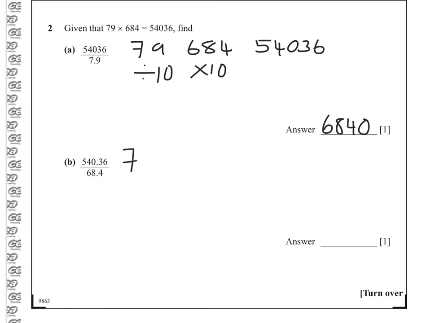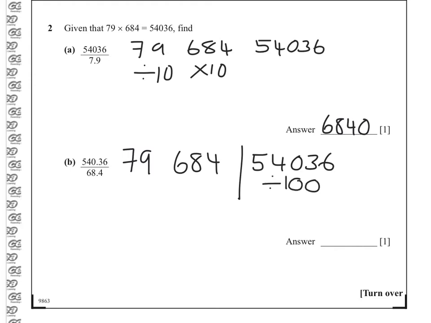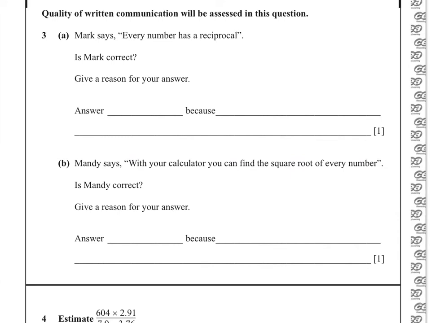Repeating that again, with 79 and 684 on the left, and on the right with 54,036. This is 100 times smaller on the right, so on the left it's got to end up 100 times smaller as well. 684 has been divided by 10 to get 68.4, which means the 79 must also be divided by 10. We want 7.9.